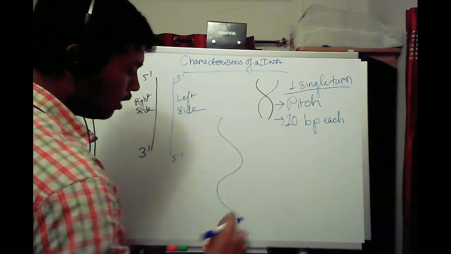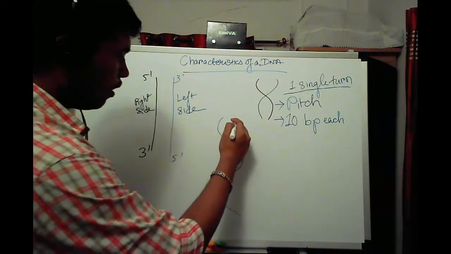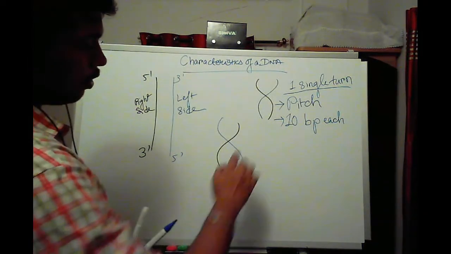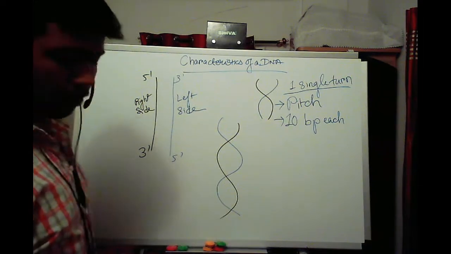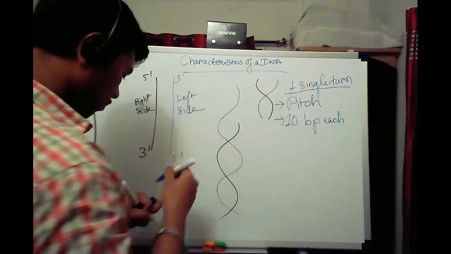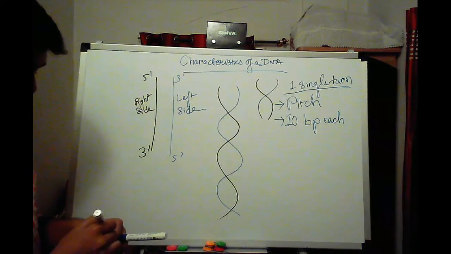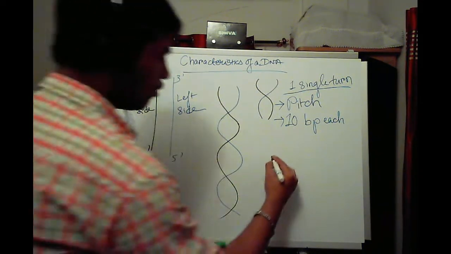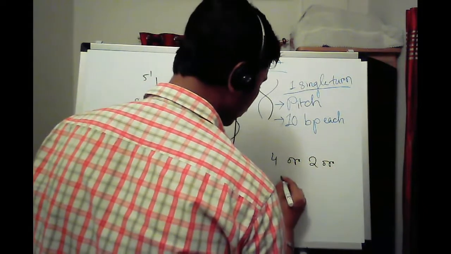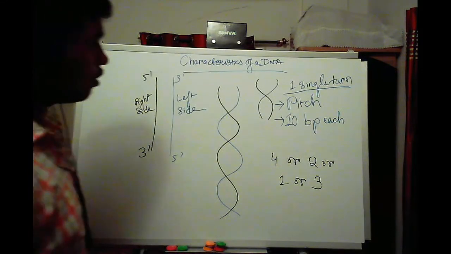Okay guys, now excluding the convention which we are following, let's draw a random DNA part. So how many pitches are present over here? Can you tell me? Now it will be more clear. How many pitches are present over here? Four, two, one, or three?